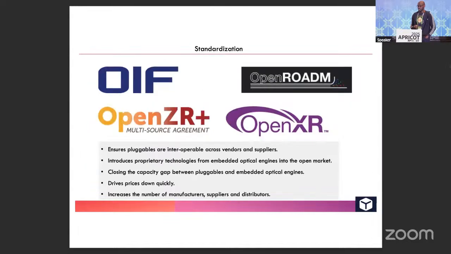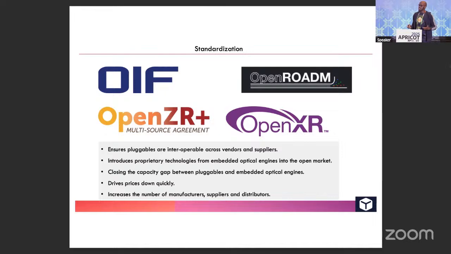So standardization is important now, and it's happening more often because coherent is being pushed by the OIF, which is the Optical Interoperability Forum, OpenROADM, OpenZR+, and OpenXR. These are all bodies that are standardizing coherent, which means that it's possible for you to have one transceiver from one vendor on one end and another transceiver from another vendor on the other end, and it will just work for all the capabilities I showed you before.